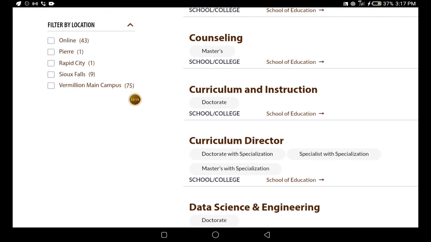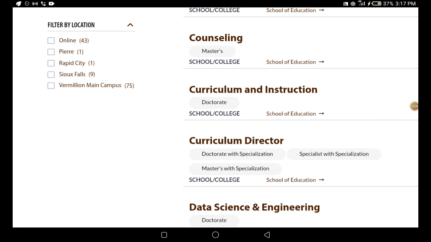They have 75 on-campus programs, and here they have Sioux Falls and Rapid City. Okay, this one is a campus, Rapid City. So this one now is like 86 programs that are on campus. So out of 86 programs, you should be able to see your program of interest. So please pay attention to that.